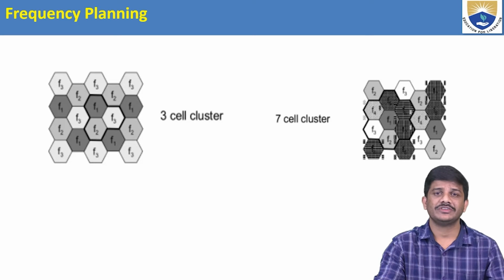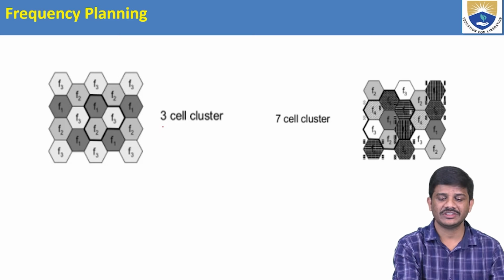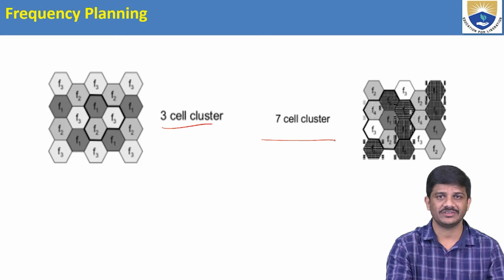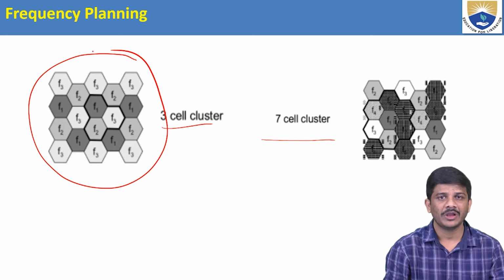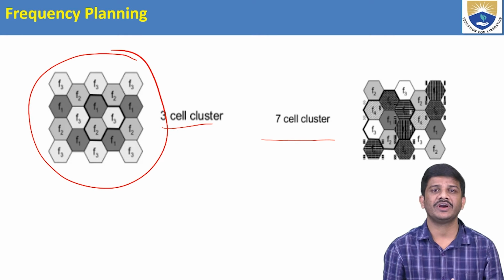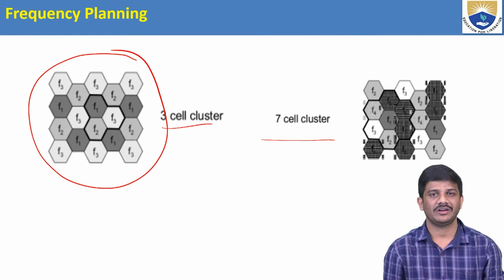What is a cluster? A group of cells is called a cluster. You can observe here, this is a 3-cell cluster and this is a 7-cell cluster. Actually, this is one geographic area. For example, in our Hyderabad, we divide it into geographic areas, and in Hyderabad we have these clusters.